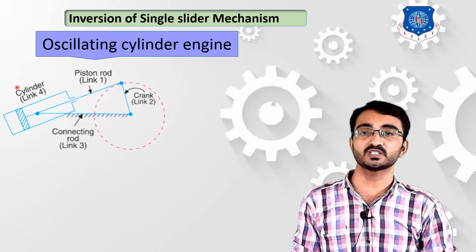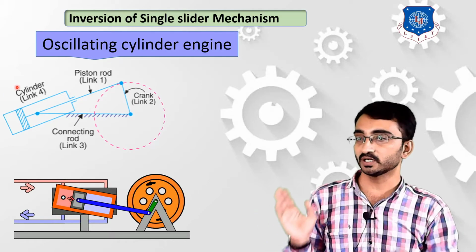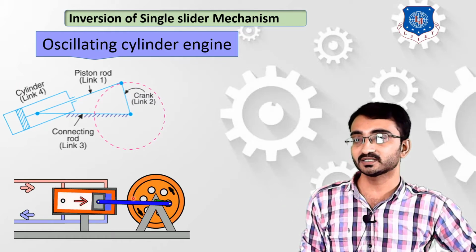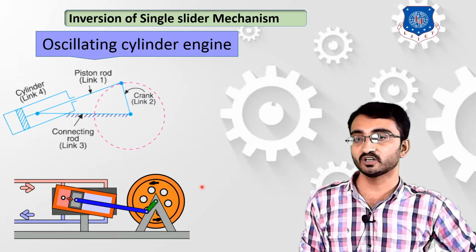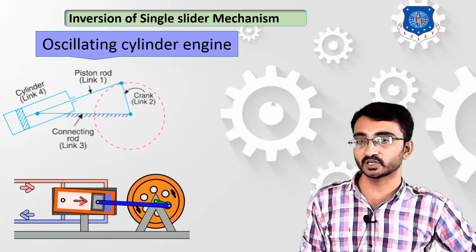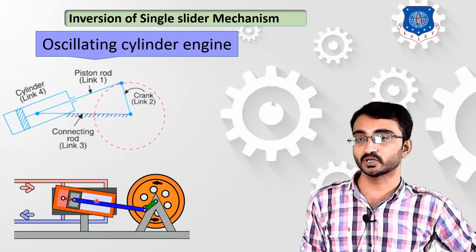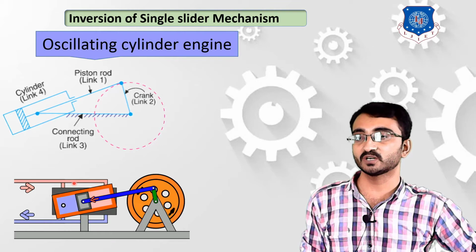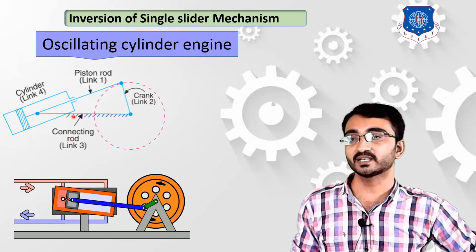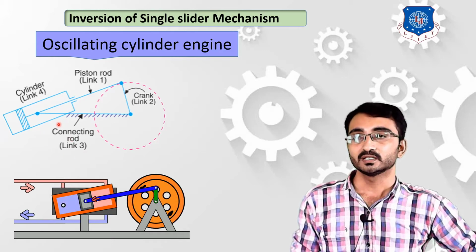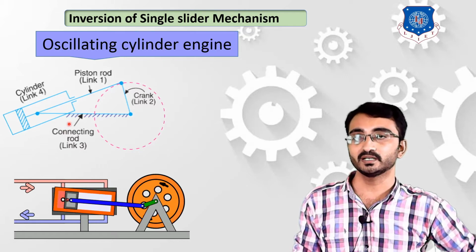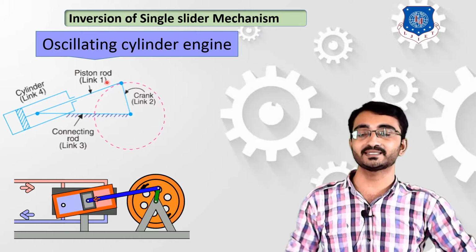Now how is it possible? Let's refer to this diagram. As we give input to the crank, its rotation produces the piston rod's reciprocation, and in parallel this reciprocation produces oscillation of the cylinder. In this mechanism we have fixed our connecting rod, and this fixation of the connecting rod causes oscillation of the cylinder, and that is why it is termed an oscillating cylinder engine.